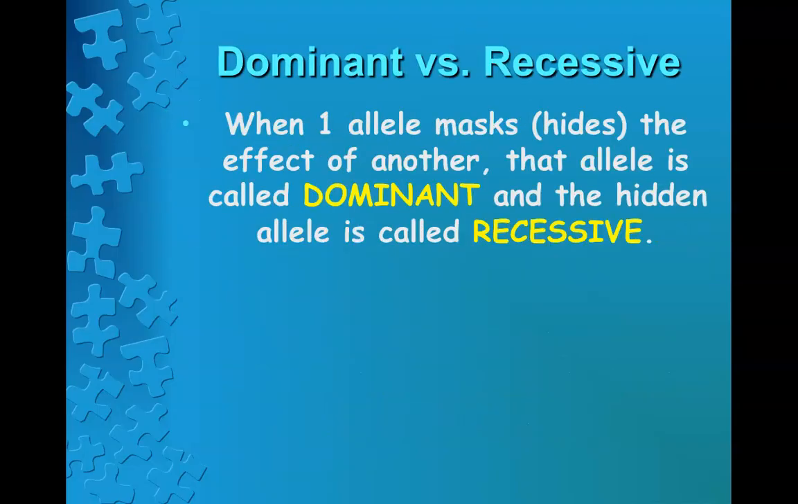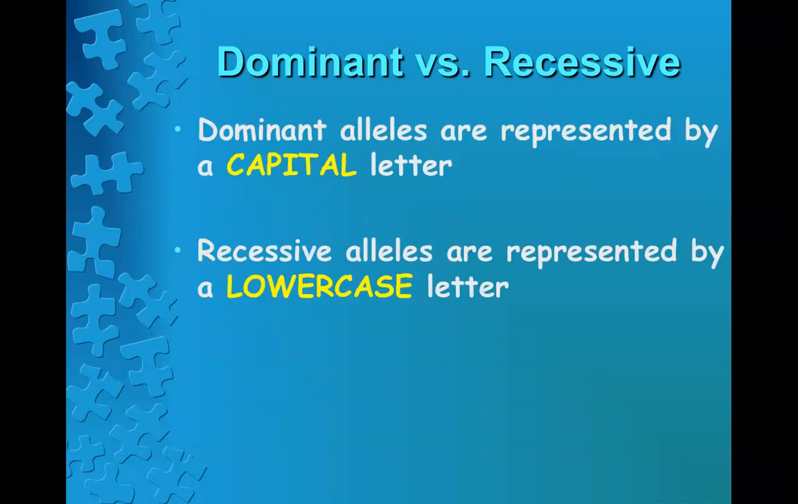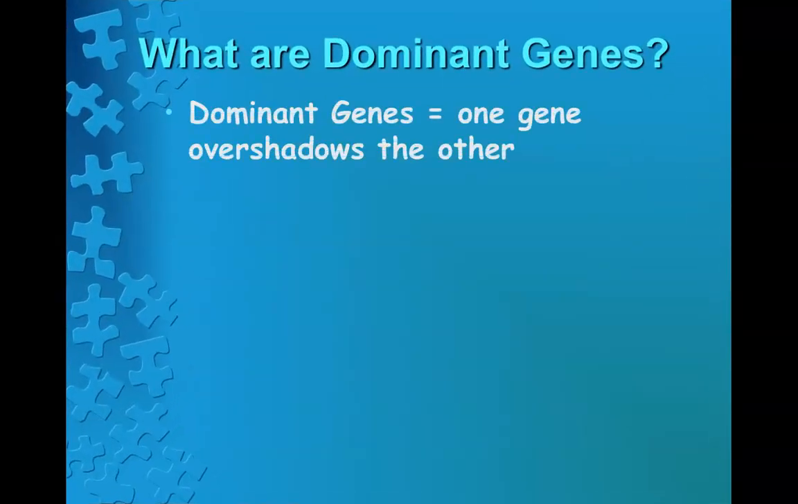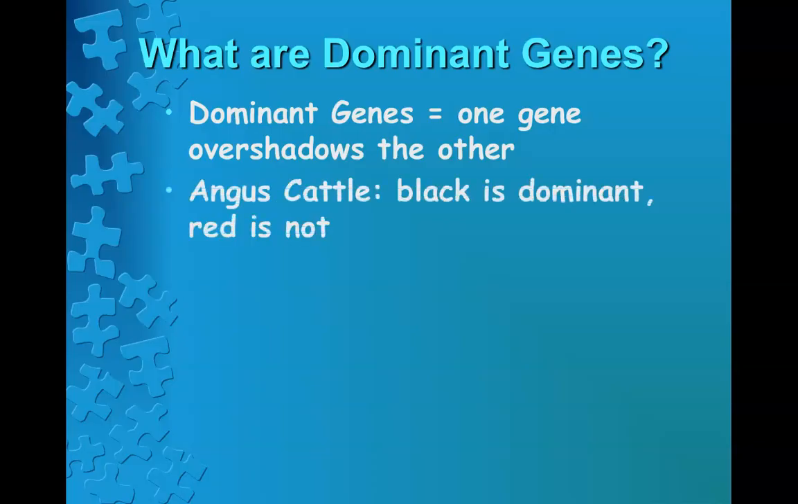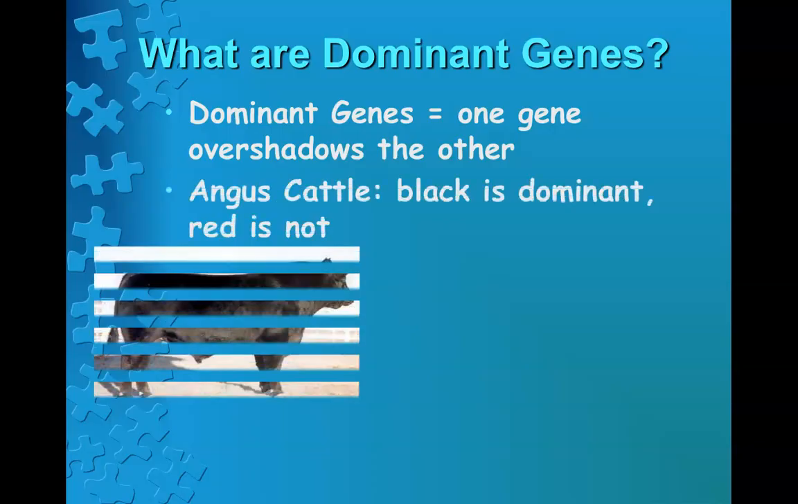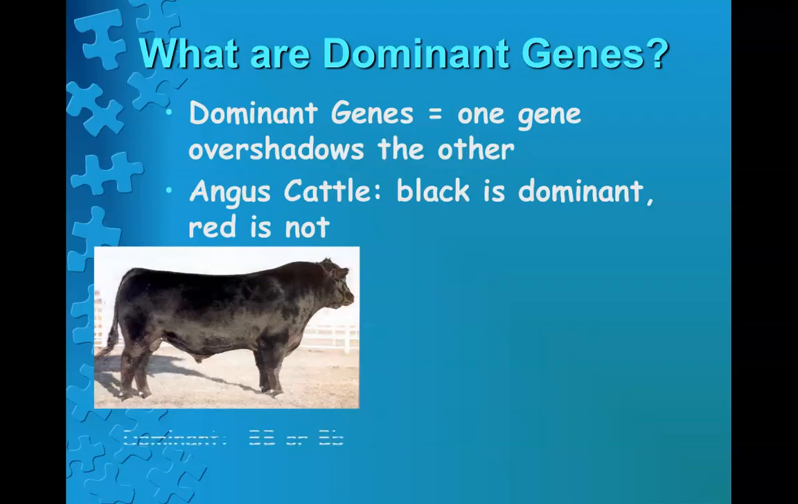So again, one allele masks or hides the other. That's your dominant. The one that gets hidden is your recessive. And so we conventionally use capital versus lowercase letters to represent what's the dominant feature versus what's the recessive. So capital is the dominant, recessive is the lowercase. So your dominant gene is the one that overshadows the other. So let's take an example. Your Angus cattle, black is dominant. So that means genotypically that black cattle can either be homozygous dominant, so two big B's, or it can be heterozygous, the big B, little b.